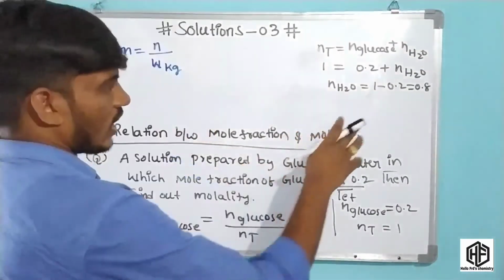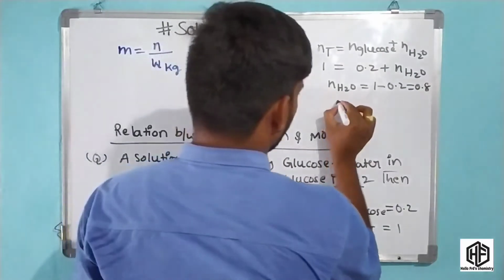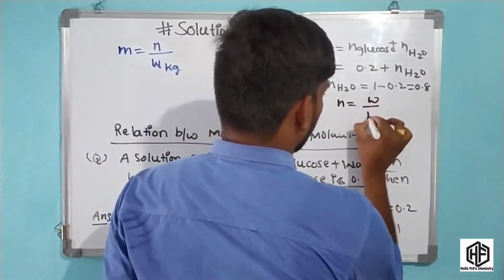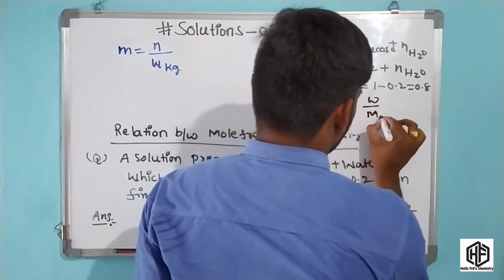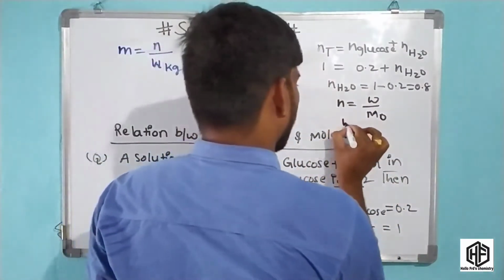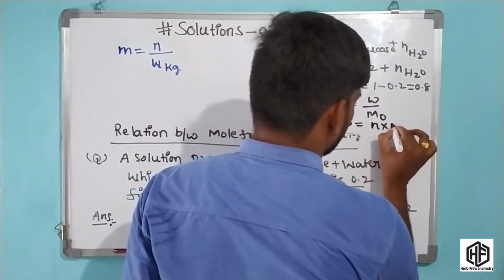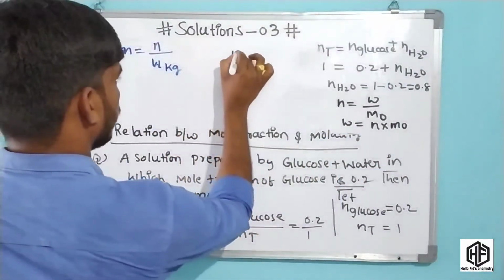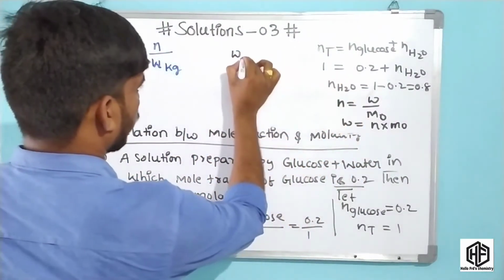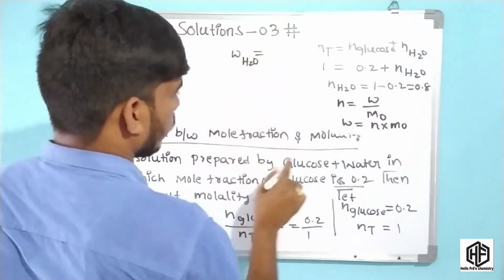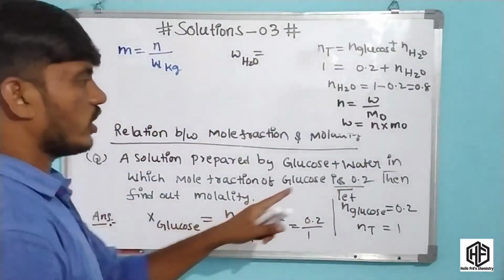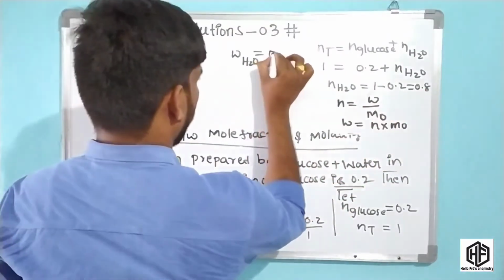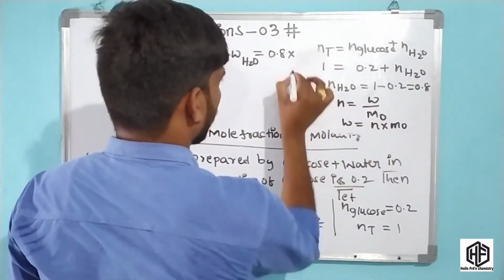Now we have to calculate the weight of the solution. Friends, number of moles n is equal to the weight divided by the molecular mass. So weight is equal to the number of moles into the molecular mass. Now find out the weight. The weight of water H2O is equal to the number of moles of H2O into the molecular mass of water. The number of moles of H2O is 0.8, into the molecular mass of water.